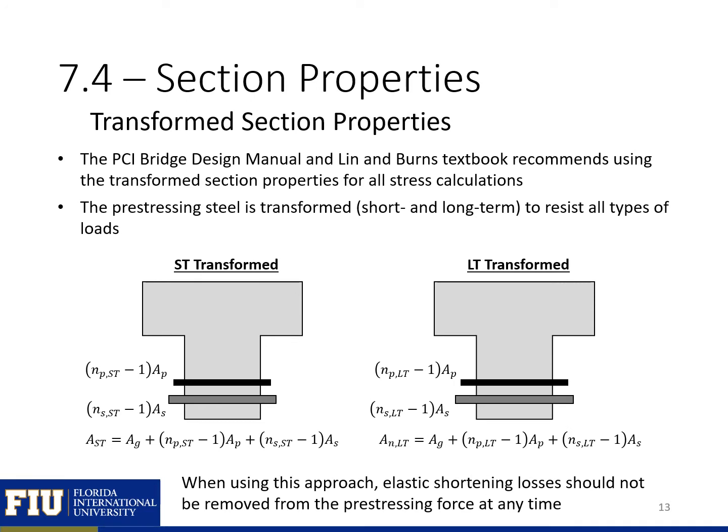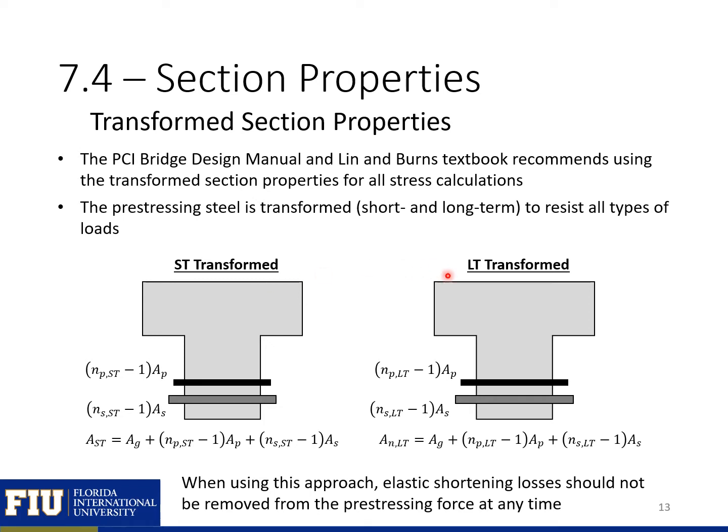Lynn and Burns in their textbook and the PCI Bridge Design Manual examples recommend using transform section properties for all stress calculations. In this case, we're only going to calculate our short-term transform section properties. Typically, we may need to calculate these at release using our release concrete strength and at ultimate using our ultimate concrete strength. And then we'll also need to calculate our long-term transform section properties using our ultimate concrete strength and our effective modulus of elasticity for our concrete and pre-stressing.